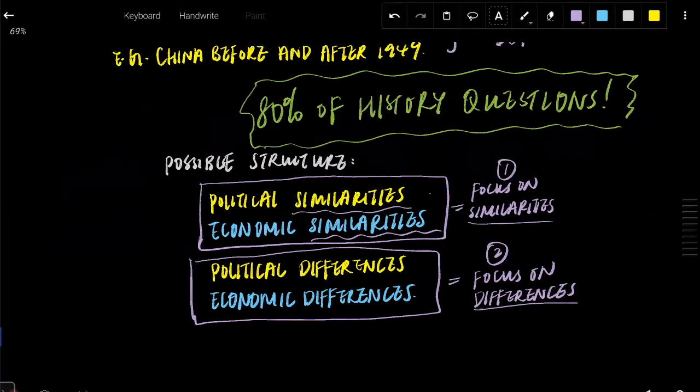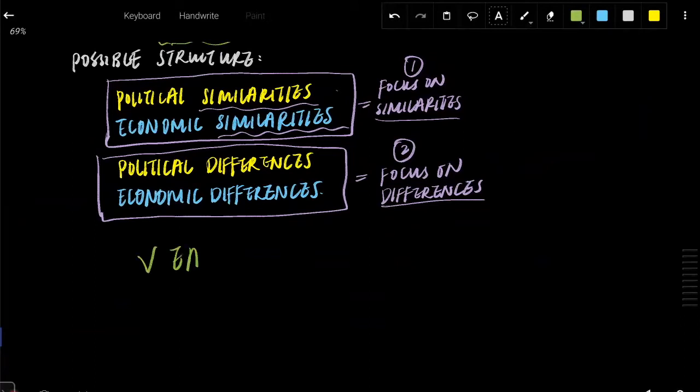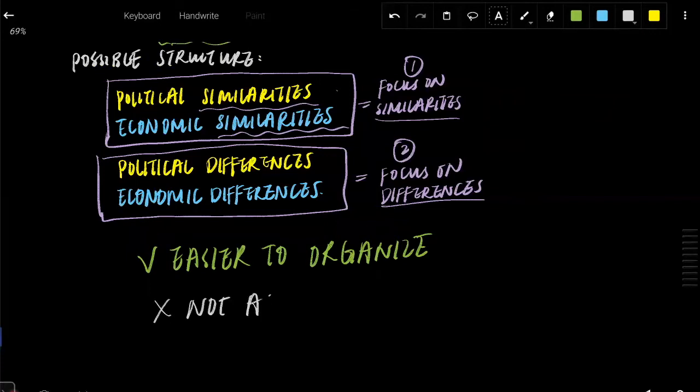This option has its pros and cons. For pros, it is easier to organize because you just need to write similarities and differences separately. So it requires less language ability and ability to organize. However, it does not look as coherent because you need to look across different paragraphs for similarities and differences of the same aspect.